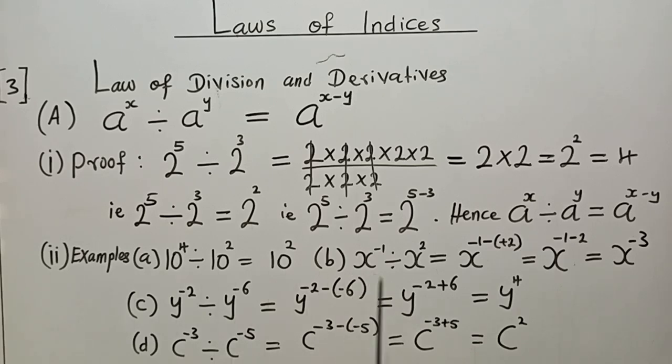Example number 2 goes this way: x to the power minus 1 divided by x to the power 2. Look at this law. Our a is now x. Our x is now minus 1. Our a again the same x here. Our y is now 2. So what then will be equal to x minus y? Remember that this x already has minus with it, so it's going to carry it wherever it goes. Next, we have the same x raised to the power minus 1 minus plus 2.